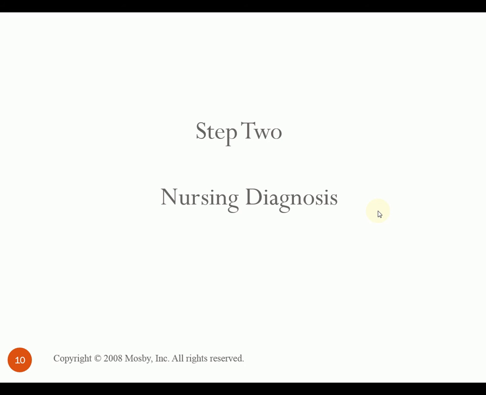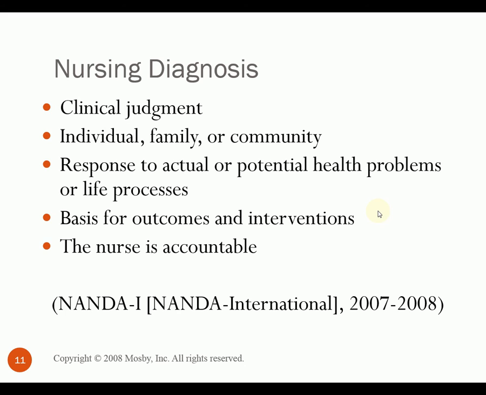Okay, step 2, nursing diagnosis. This information was provided at the 9th Nursing Diagnosis Conference in 1990, and it's been applied in practice ever since then. The nursing diagnosis requires us to have clinical judgment. It can be for an individual. We can have a diagnosis for the entire family. We can even have a diagnosis that affects the community, because all three of these situations, the individual, the family unit, or the community as a whole, can all have problems in healthcare.